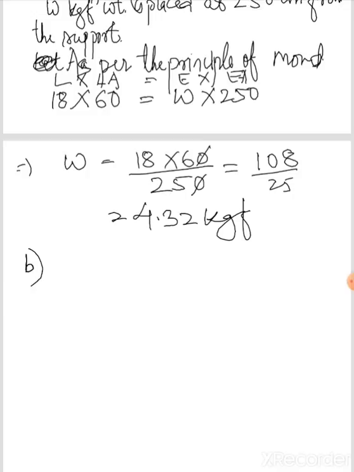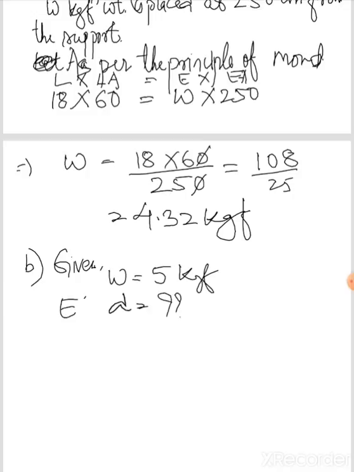Now question number B. What does question number B say? If the weight of 5 kg is kept to balance the rod, find its position. So for question number B, the weight given is W equals 5 kgf. Now what are we asked to find? We are asked to find the distance, that is the effort arm.